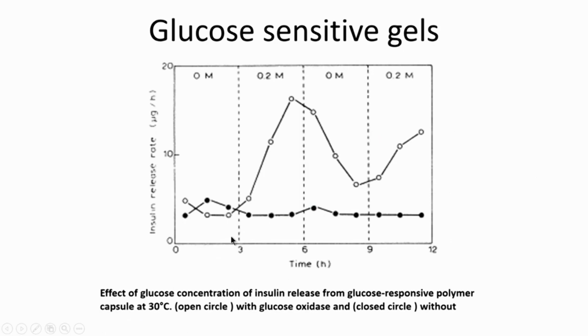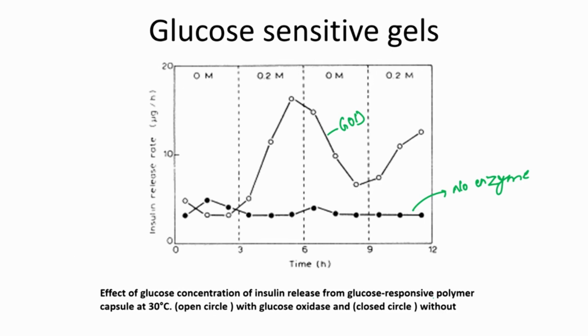So, here is further data on that. You can have not only one cycle, as shown in the previous graph, but multiple cycles. Here you see a polymer that either contains glucose oxidase or does not. The open circles have the GOD enzyme tagged to it, and the closed circles have no enzyme.